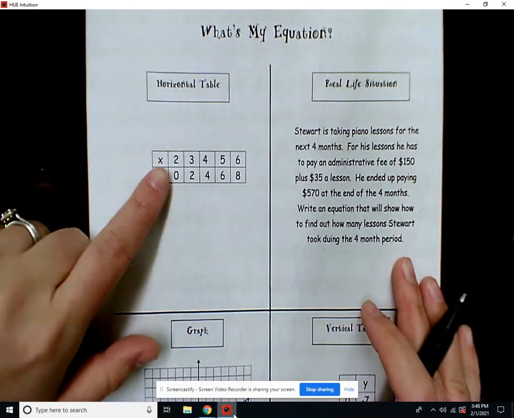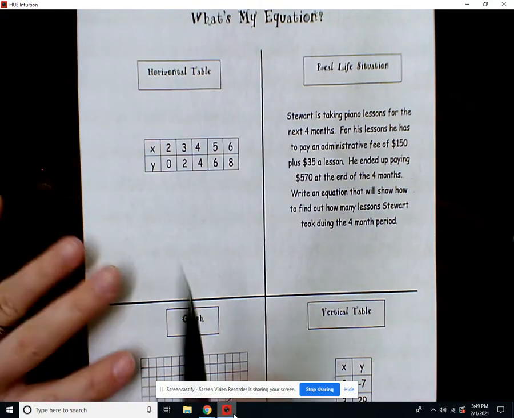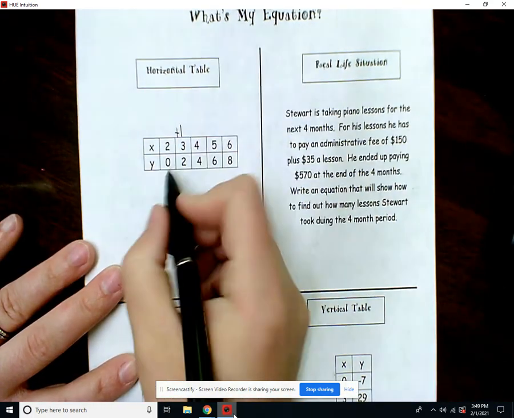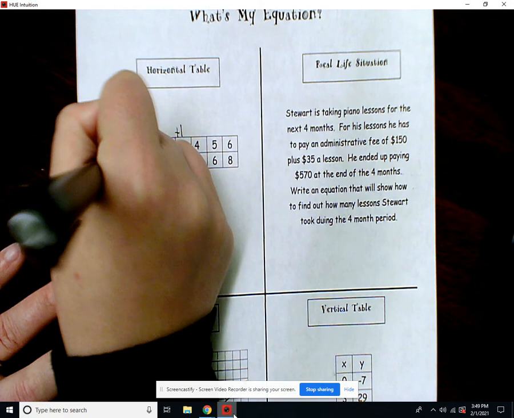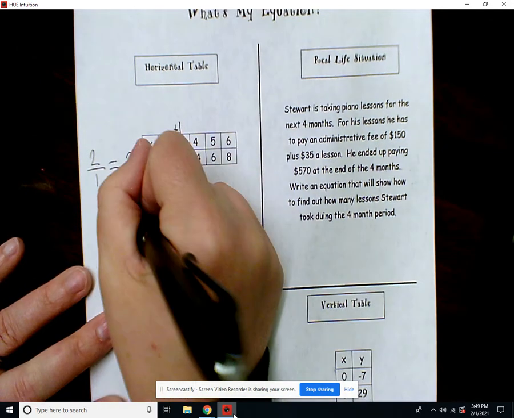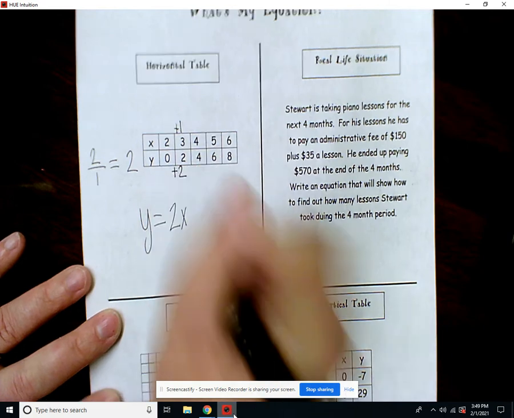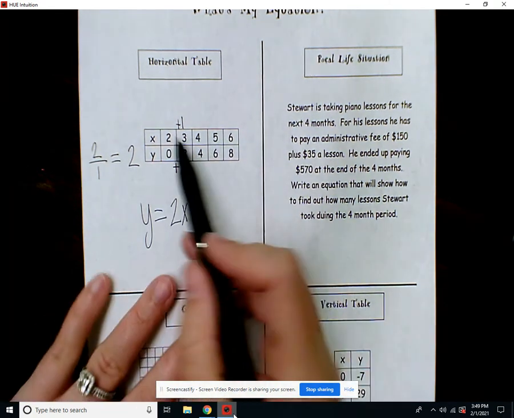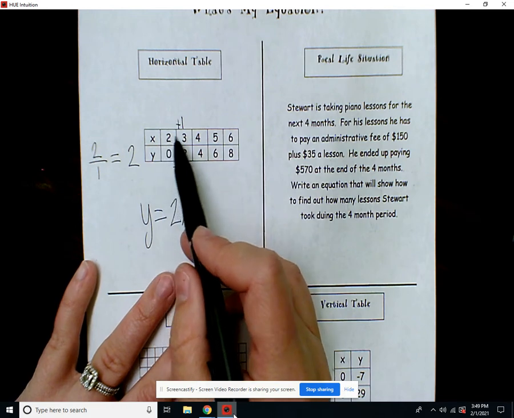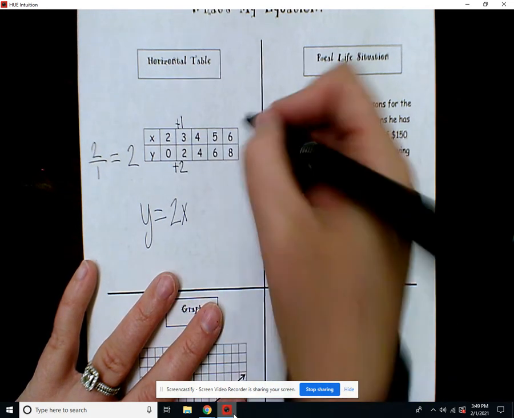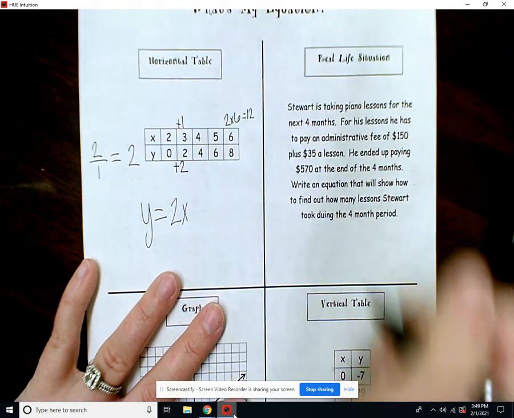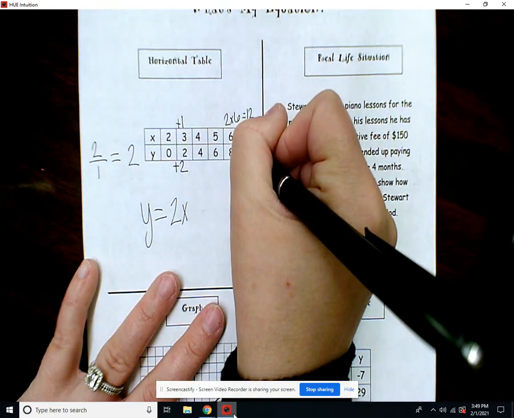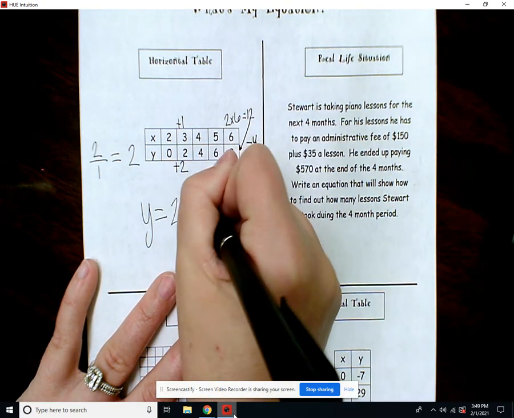Okay, so we're going to look at some more on the back. So we'll start with our table. So we'll find our pattern, our x's, so that's adding 1. Find our pattern in our y's, so that's adding 2. We're going to write that as 2 over 1, y over x, which is 2. We get y equals 2x. Since there's not a 0 for x, we're going to pick an x value. So I'm just going to do 6. So we'll do 2 times 6, which is 12. And then how do I get from 12 to 8? Minus 4.